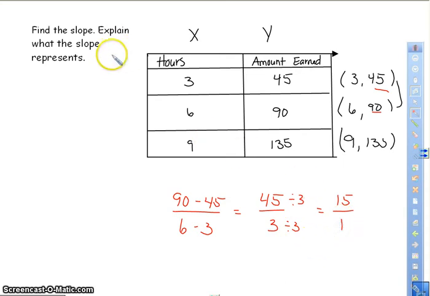Okay? It says, what does this represent? Well, the 90 and the 45 represent amount earned. So this is money. So $15. The 3, the 6, and the 9 all represent hours. So this means that you're making $15 per hour. So when it asks you to find the slope and explain the meaning, what you're basically doing is putting units with your answers. Okay, your units, just like in your rate of change, are going to tell you what's happening to the y value, how it's changing, over how it's changing in the x value.